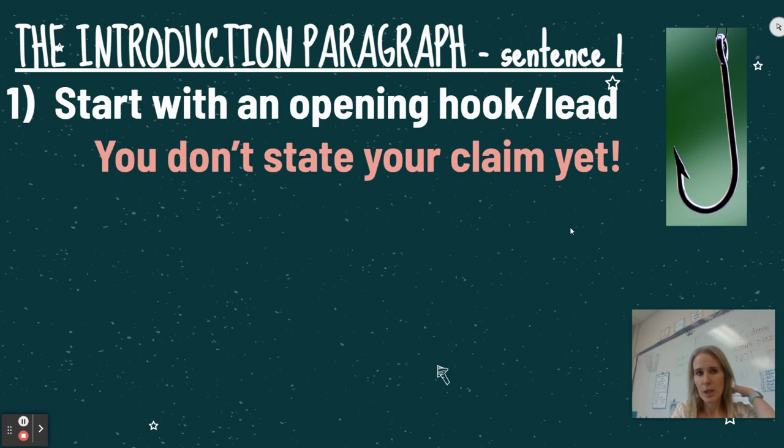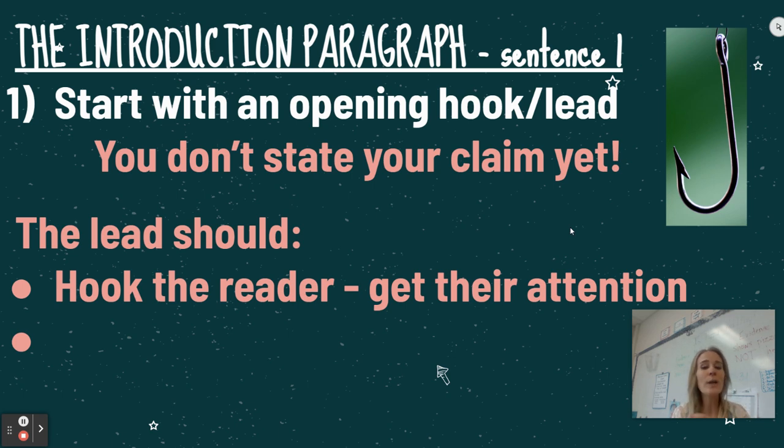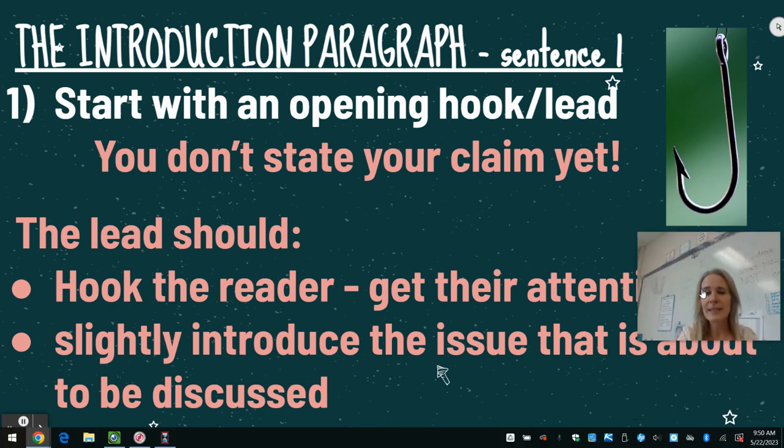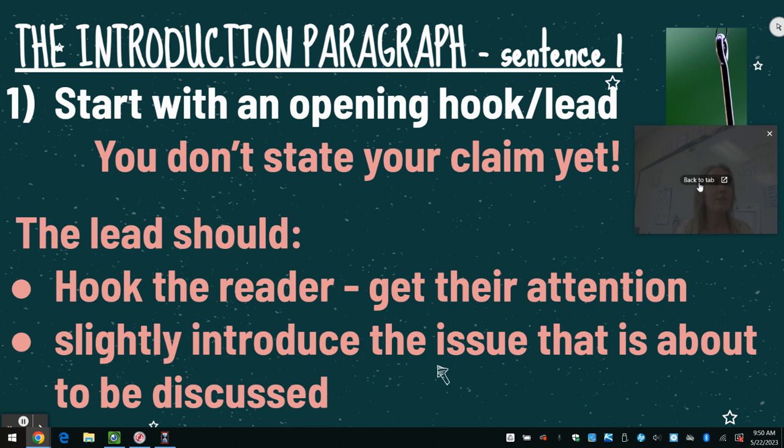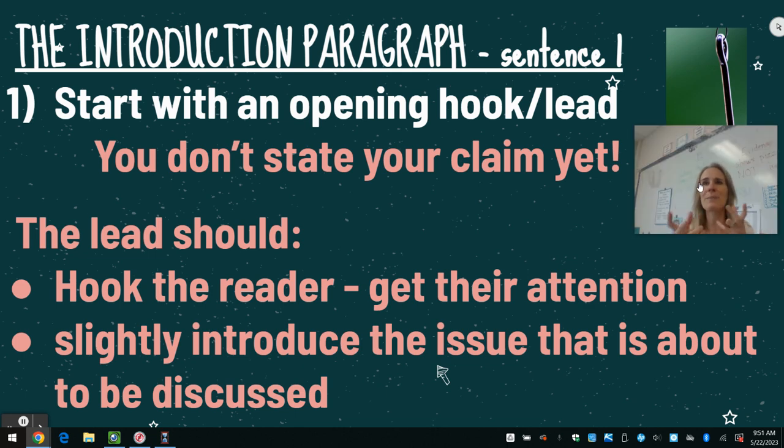Okay. So in the introduction paragraph, we talked about how sentence 1 is to start with your opening hook or your lead. Guess what you're not going to say in sentence 1? You're not going to say your claim, okay? So you start with your opening hook or lead to get them interested, but you don't state your claim. The lead is always going to be something interesting that's going to hook our reader. It's going to get their attention. It's going to make them want to read more. It should slightly introduce the issue that's going to be discussed, okay? Only because it's going to be about that issue. It's going to connect to the issue in some way.